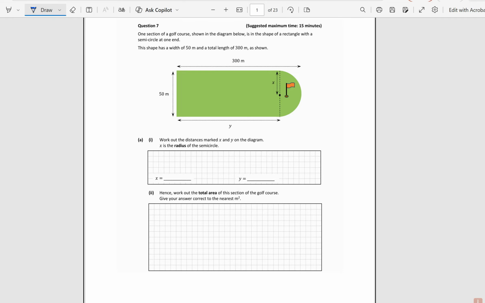First question. Golf course, it's made up of two shapes. You can see it there. One shape, rectangle, then there's a semicircle added on to the end of it. Question 1, work out the distance marked X and Y. We'll start with X. Here's X.